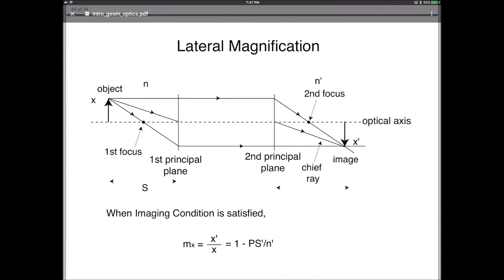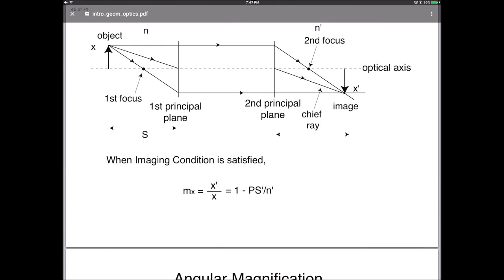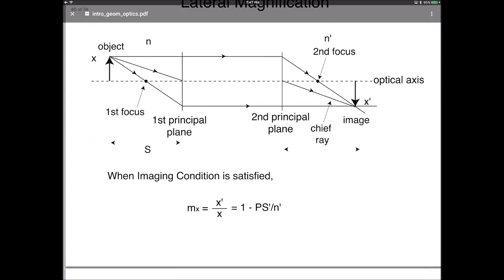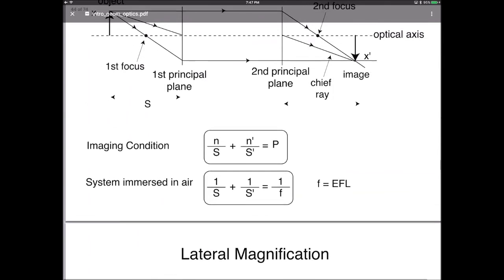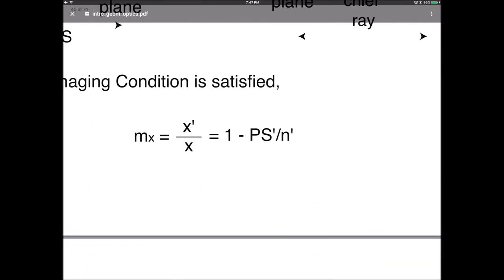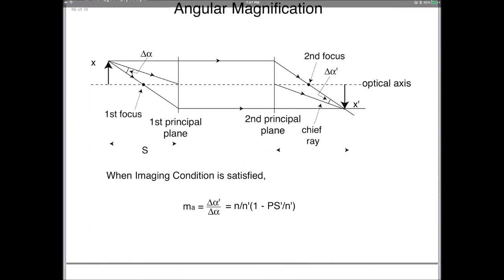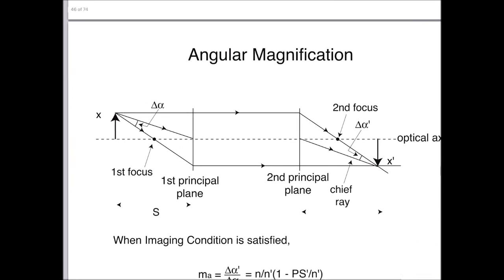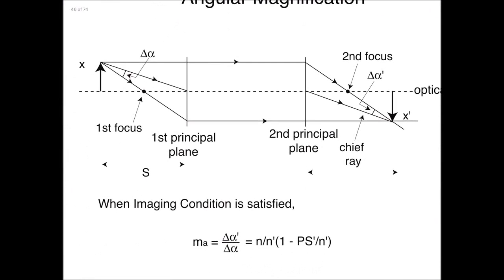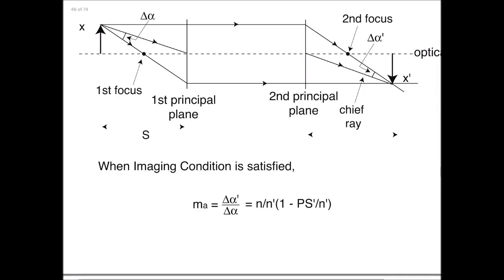And again, we learned something called magnification. The magnification, if you remember, is defined as the ratio of the height of the image to the height of the object, so x prime over x. From this equation you would get 1 minus P times s prime over n prime. You can work this out if you want. Alpha and alpha prime are for angular magnification. The angle at which the rays emanate and the angle at which the rays are collected give you something called angular magnification, that's alpha prime over alpha, which is defined over here.